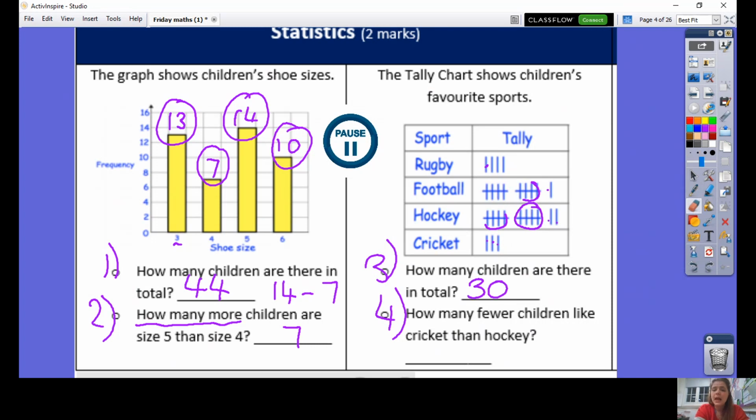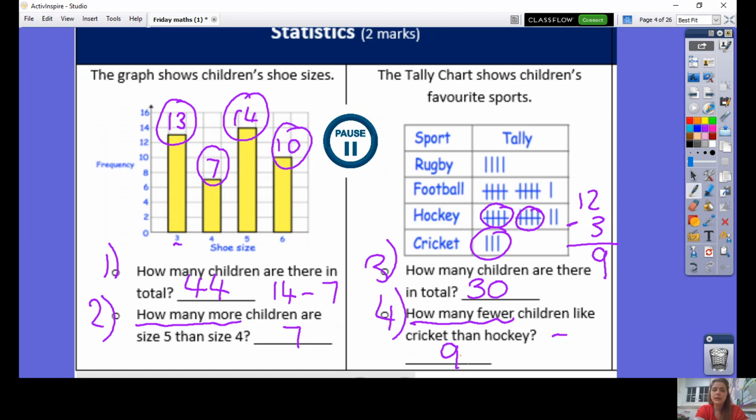The next question says, how many fewer children like cricket than hockey? And we know that how many fewer, just like how many more, means we're comparing to find the difference, so it's subtraction. How many children liked hockey? That's 5, 10, 11, 12. 12 children, take away the number of children who like cricket, which was 3. 12 take away 3 is equal to 9. So we're looking for 9 fewer children.